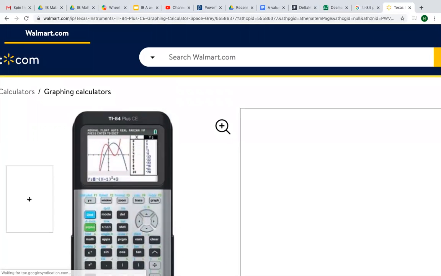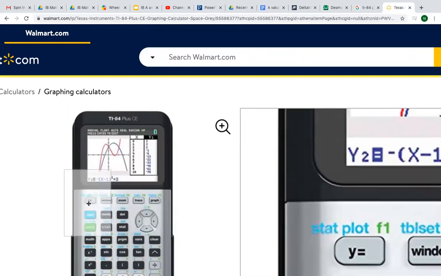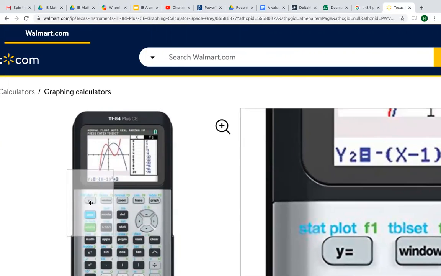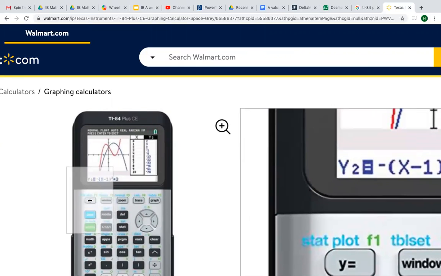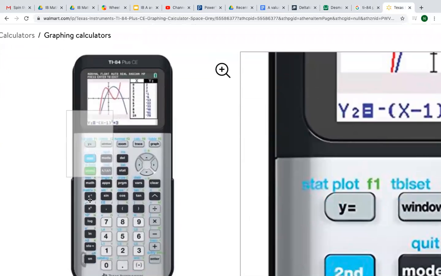So what you're going to press is the Y equals button right here. You'll press that button, and it should take you to a screen that says Y1. Okay, so in Y1, you'll start by typing the equation.